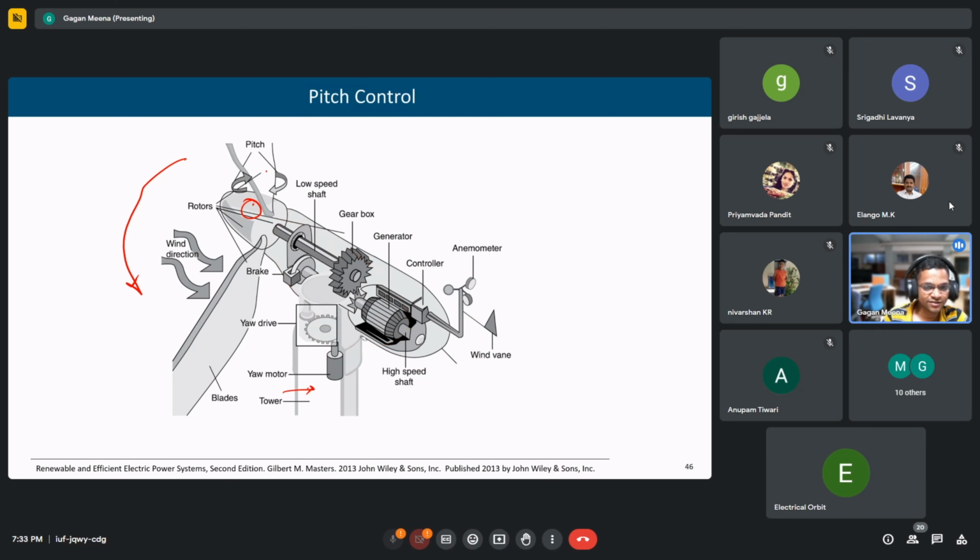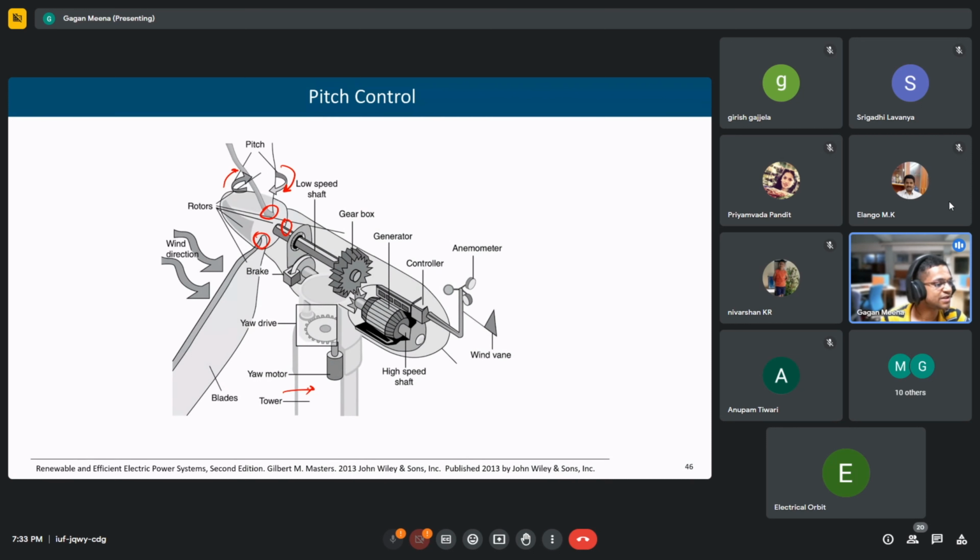Then the second control is this pitch control. So there are three blades, and we can see here this direction. This blade can move. Their direction is not fixed; they can also move. So there are three servo motors, one for each of these blades.